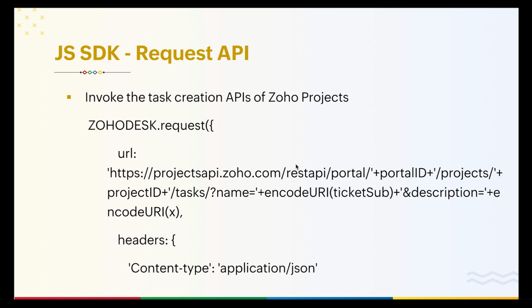To invoke the task creation API of Zoho Projects from within Zoho Desk, the JS SDK request API can be used as it allows invoking any third-party applications from within the Desk extension. As per our example, you can see that we are passing the ticket details to the task creation API along with the required portal and projects.